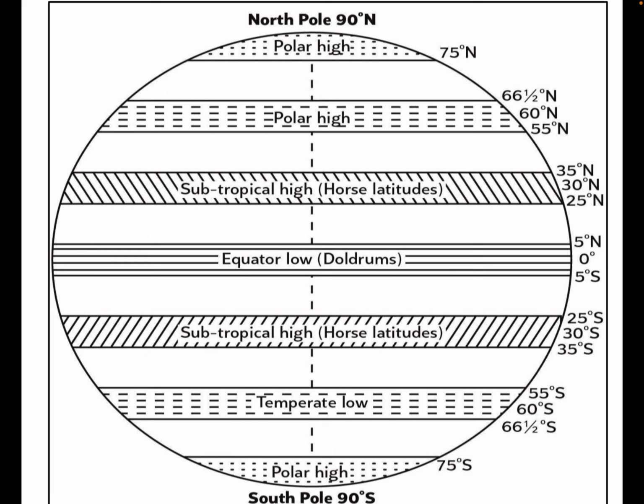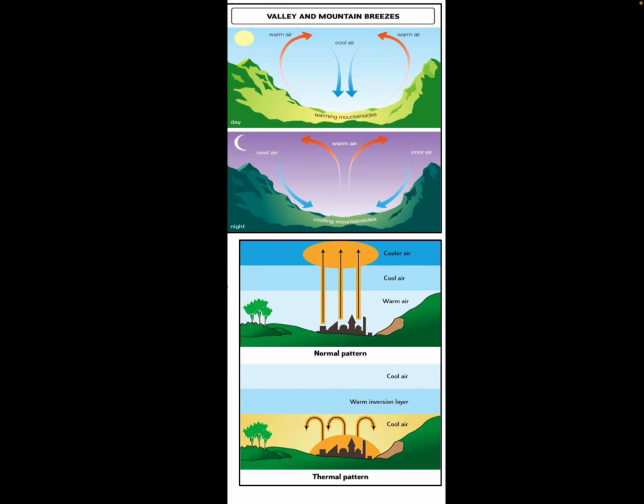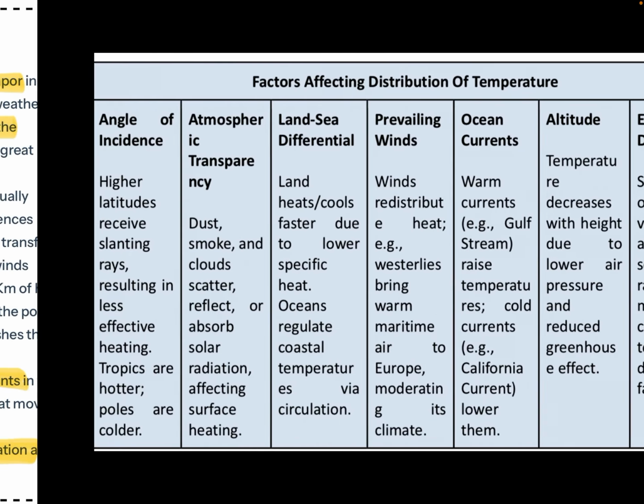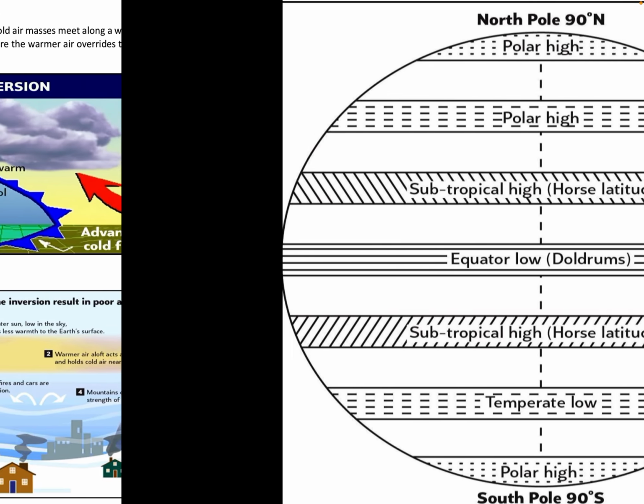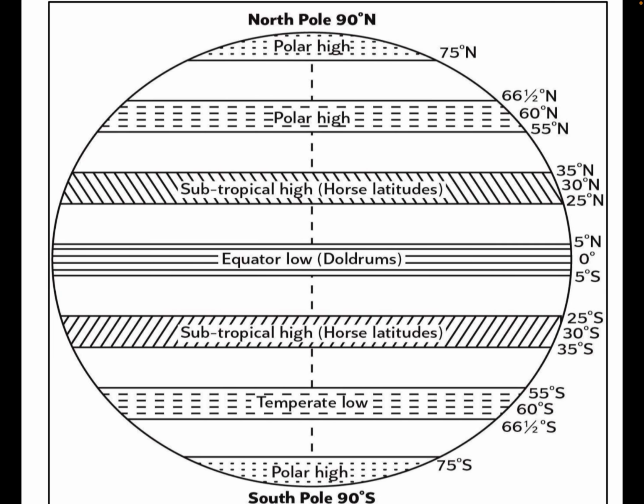So up to here we have covered the atmosphere and the six layers of the atmosphere. Then we covered temperature inversion and the factors affecting distribution of temperature. Now, in continuation, the next topic is all about pressure belts.